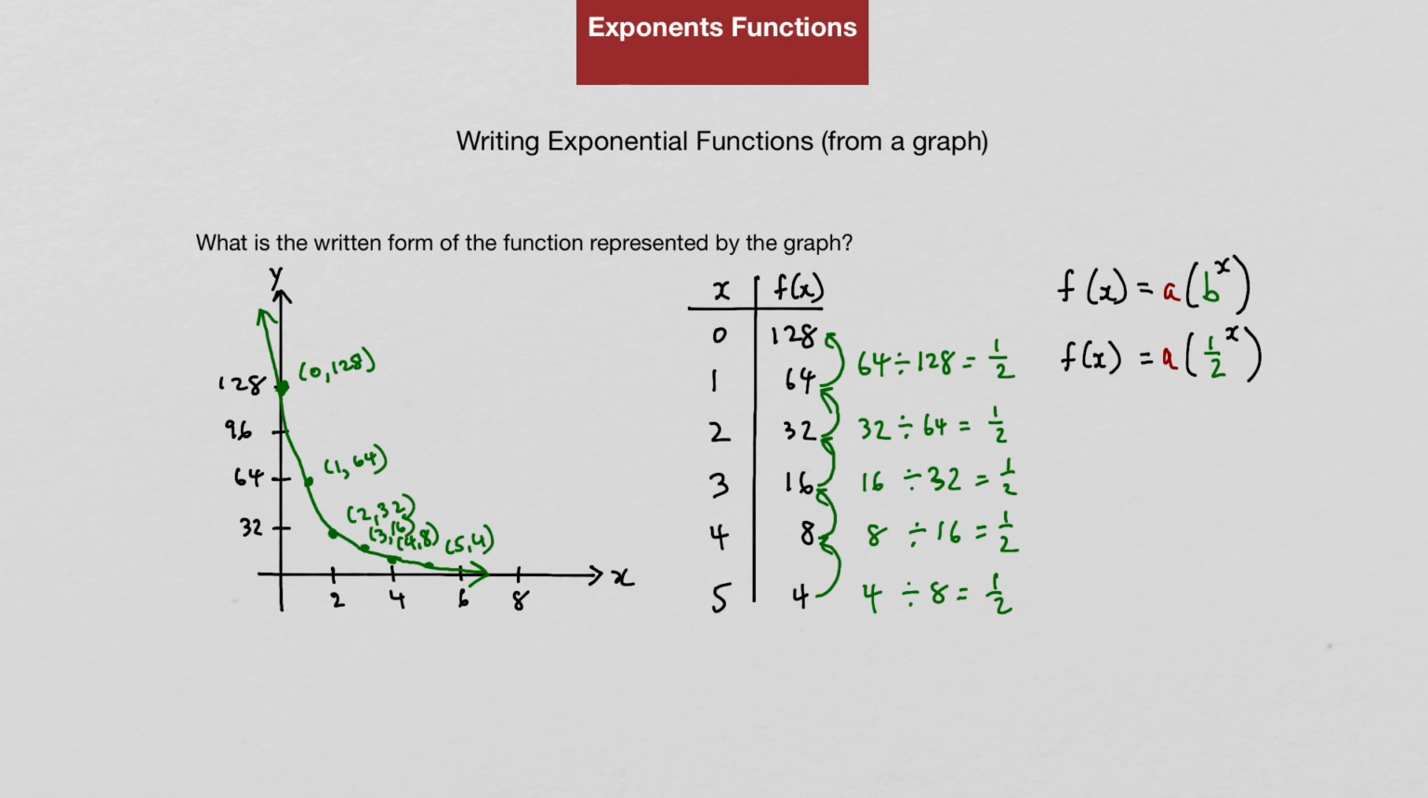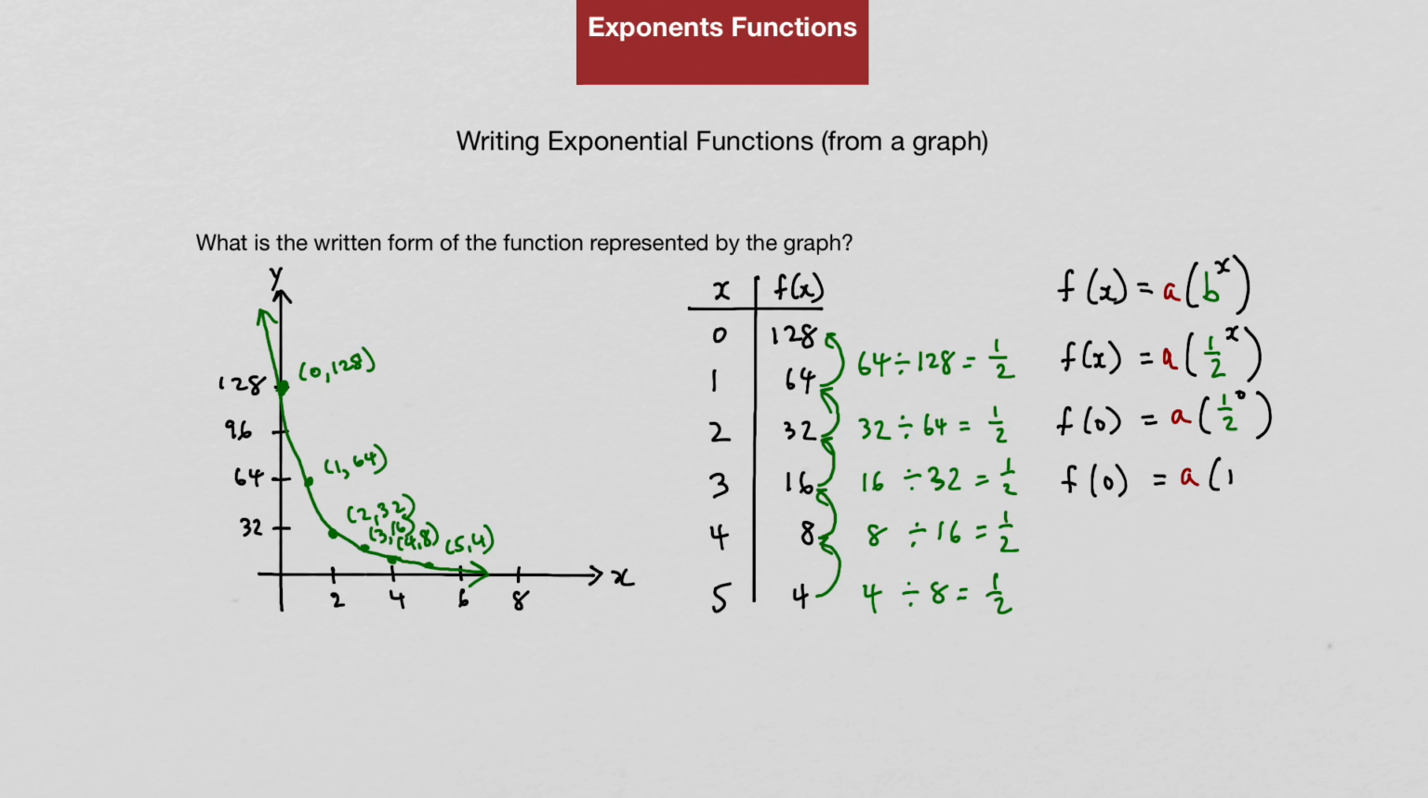So now to find a, we're going to use the x value of 0, which is our y-intercept, and we're going to plug that in, and what we see is that f of 0 is equal to some number a times 1/2 raised to the 0 power. Okay? And we know that anything raised to the 0 power is 1. So then our function simplifies to f of 0 is equal to a times 1.